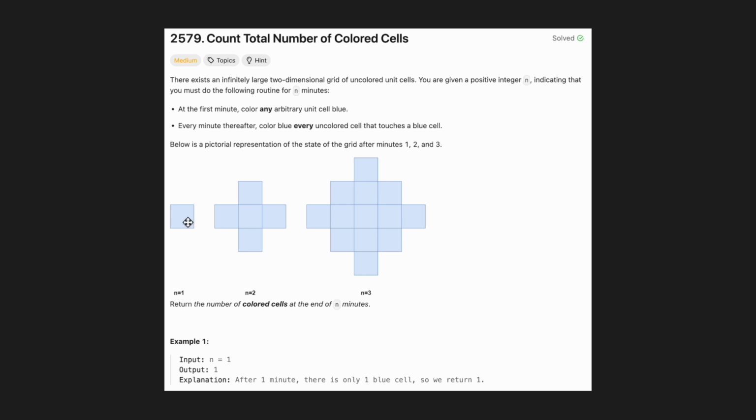So in the beginning, after 1 minute, we'll have one blue cell. After 2 minutes, there are 4 cells that touch this one blue cell, so it will become 5 blue cells. And after 3 minutes, there will be 13 blue cells, based on all the uncolored cells that touch a blue cell. So now that we have seen some examples, let's get to how we can solve this problem.